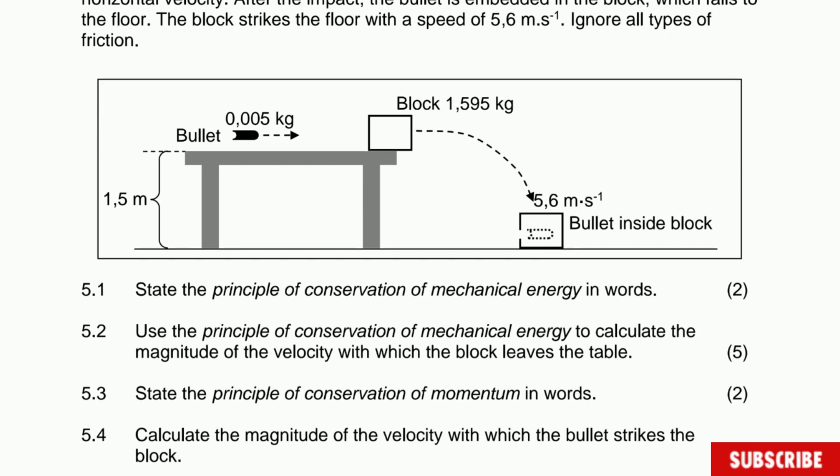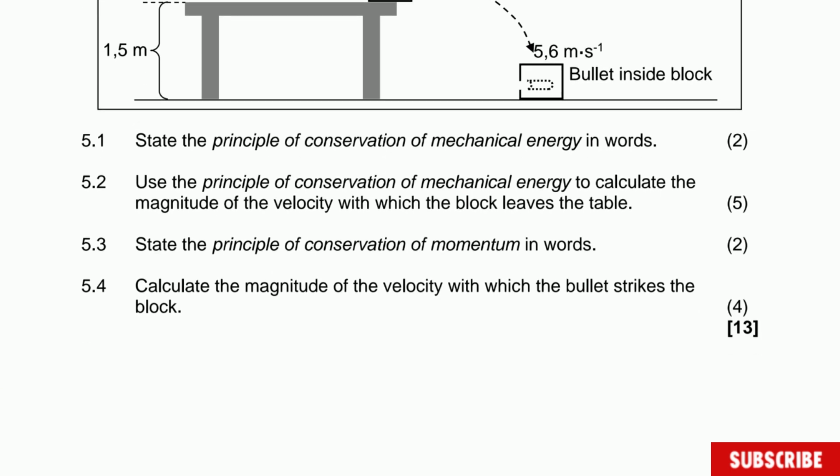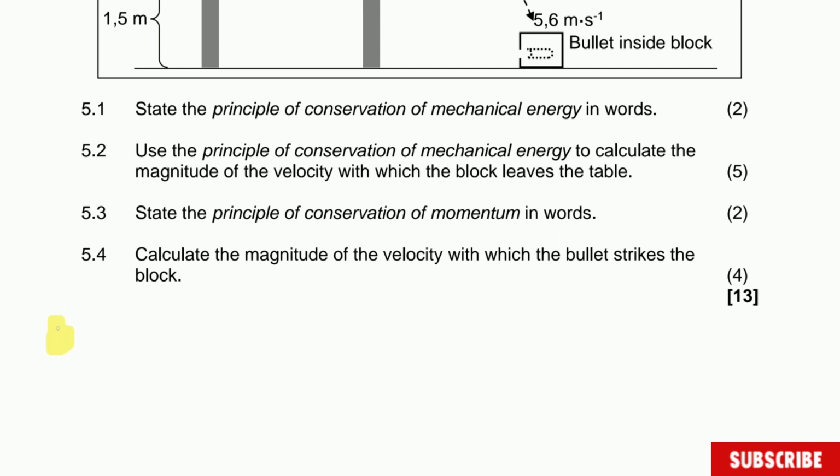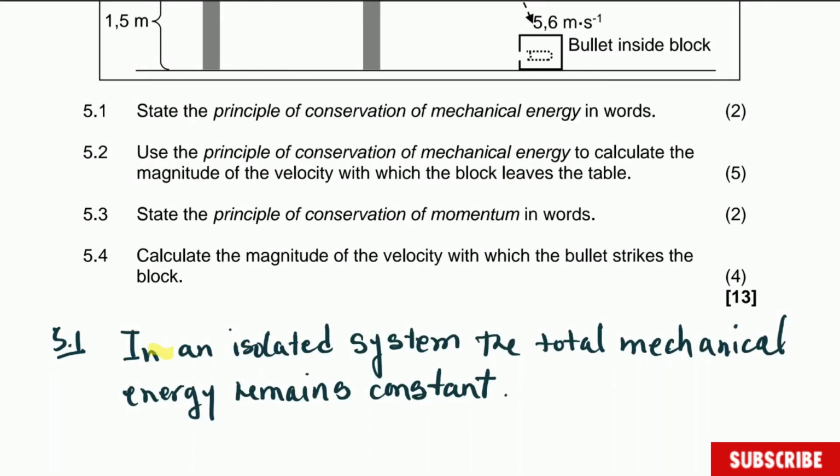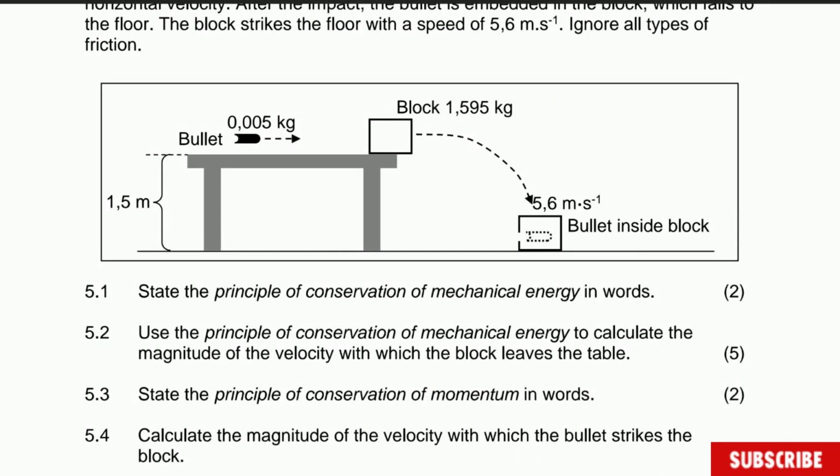Question 5.1: state the principle of conservation of mechanical energy in words. So we're going to start with question 5.1. It asks for the law of conservation of mechanical energy: the total mechanical energy in an isolated system remains constant, and that is question 5.1.